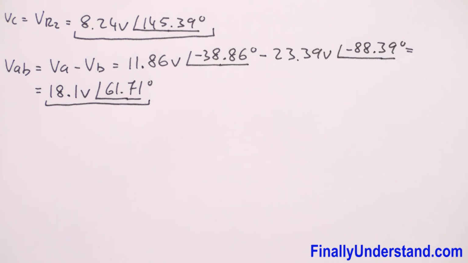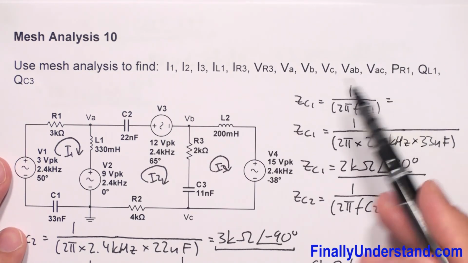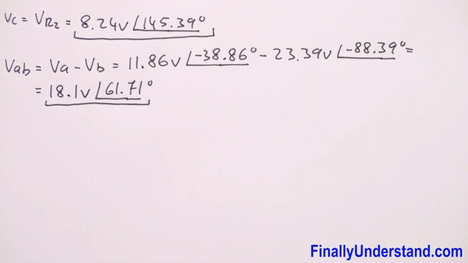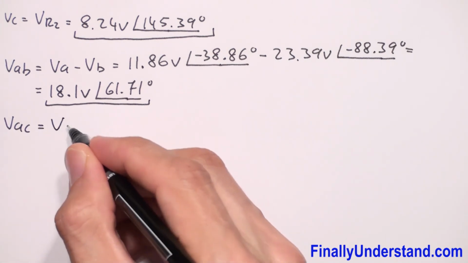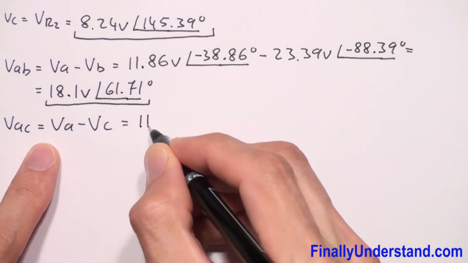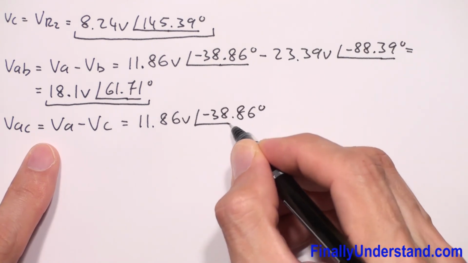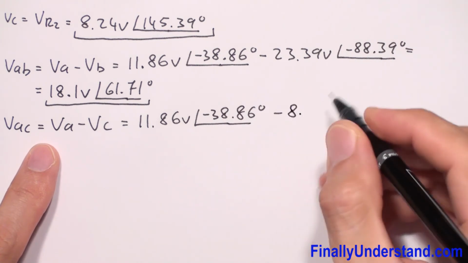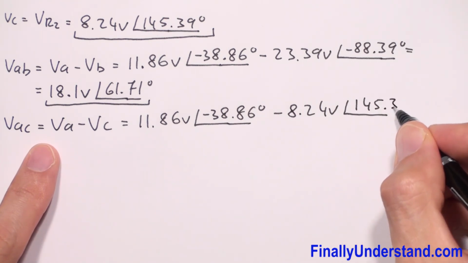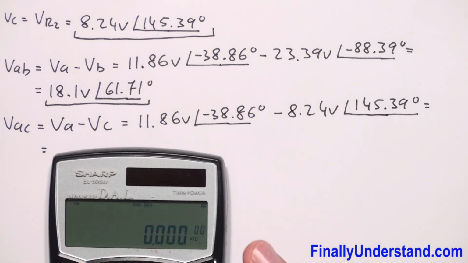Next, I'm supposed to find the voltage VAC. Again, this is the difference between these two voltages, VA minus VC. So VAC is equal to VA minus VC. VA we have already over here: 11.86 volts and angle of negative 38.86 degrees, minus VC, which is equal to 8.24 volts and angle of 145.39 degrees.